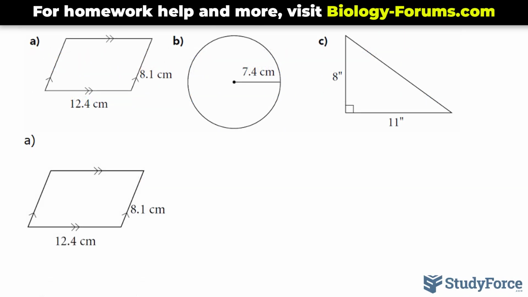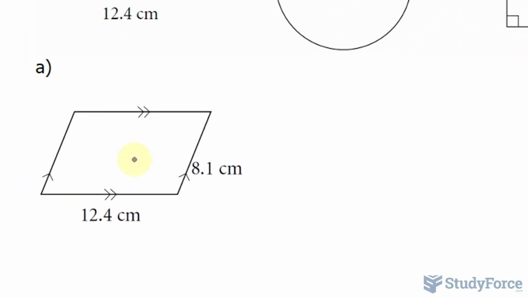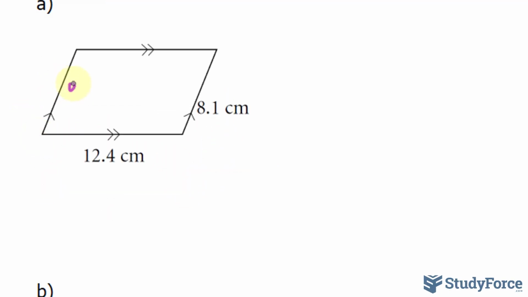Starting with question A, we have a 4-sided shape known as a quadrilateral, and you also have these arrows shown here. So we have a single arrow here and a single arrow here, and 2 arrows on both of those lines. That suggests that these lines are parallel. If you have 2 sets of parallel lines in a 4-sided shape, that means that not only is this 8.1, but this is also 8.1. Let me indicate that. 8.1, and this side has to be 12.4.